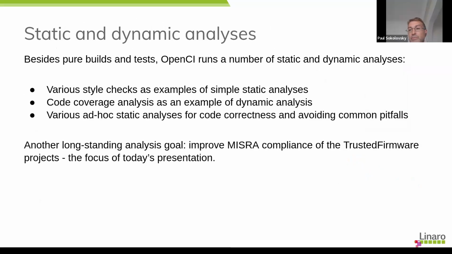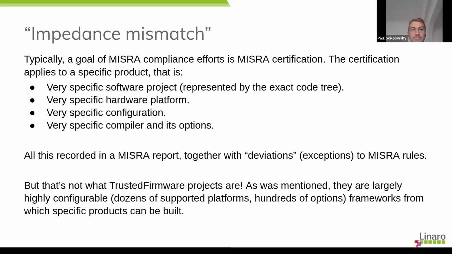Besides just building, a typical CI system just compiles the code and maybe tests on devices, but besides that, OpenCI also runs different static and dynamic analysis. Starting from simple things like just checking commit messages, maybe some more advanced analysis, for example, the order of includes to confirm code conventions. An example of dynamic analysis is code coverage. And one analysis which we wanted to add for a long time is testing for MISRA compliance, and this presentation is, of course, dedicated to it.